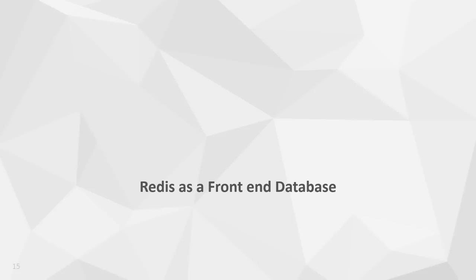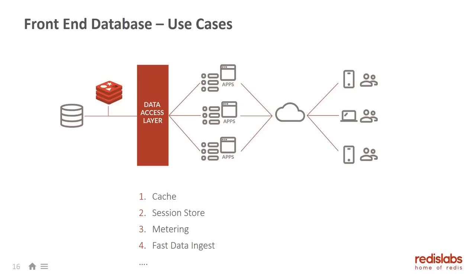Now, this is the core topic for today's webinar. We'll discuss four use cases of having Redis in front of your traditional database, such as MySQL. The first use case is caching. The second one is session store. Third is metering, and the last is fast data ingest. And if time permits, we'll do some demos, and we'll see how all these work.